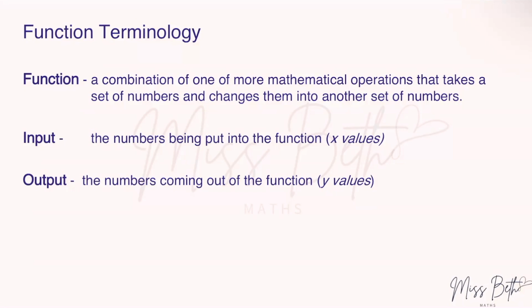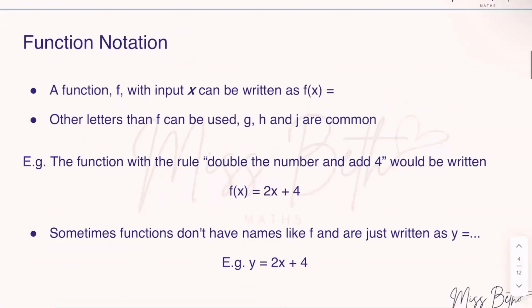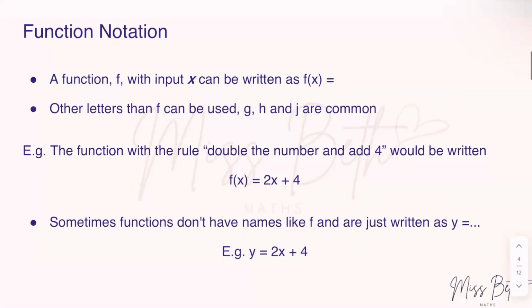We have inputs, which are, of course, the numbers being put into the function, usually our x values, and then we have our outputs, which are the numbers coming out after whatever function has happened, and they are our y values. So function notation: a function f with input x can be written as f of x. Again, this shouldn't be new to us. Of course, other letters can be used. You'll see g, h, j, pretty much any letter can be used for functions, okay?